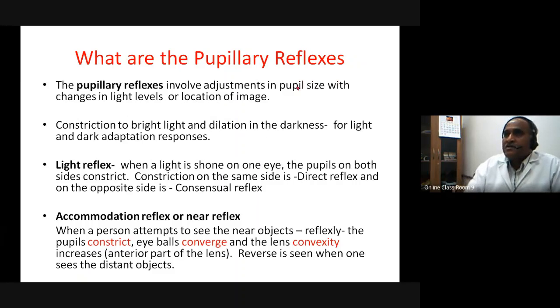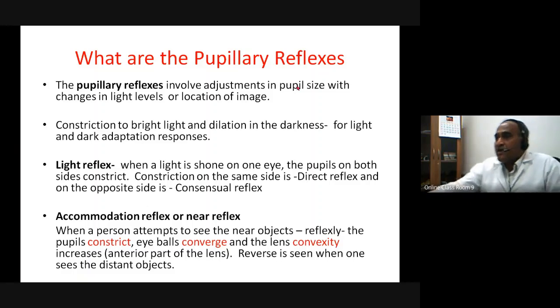Let us take number 1. What are the pupillary reflexes? The pupillary reflexes involve adjustment of the pupil size. The pupil size is a dynamic one and it changes with the light levels as well as the changes with the distance at which the object is placed or the distance from which the image is formed.